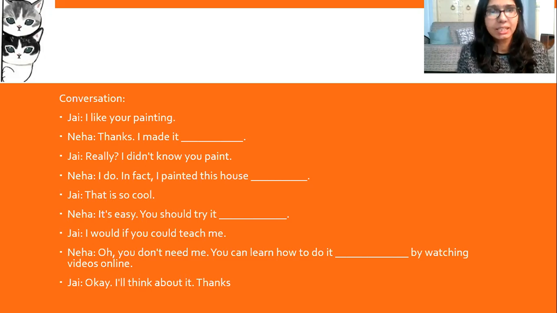Jay: I like your painting, Neha. Neha: Thanks. I made it myself. Jay: Really? I didn't know you paint. Neha: I do. In fact, I painted this house myself. Jay: That is so cool. Neha: It's easy. You should try it yourself. Jay: Oh, Neha, I would if you teach me.